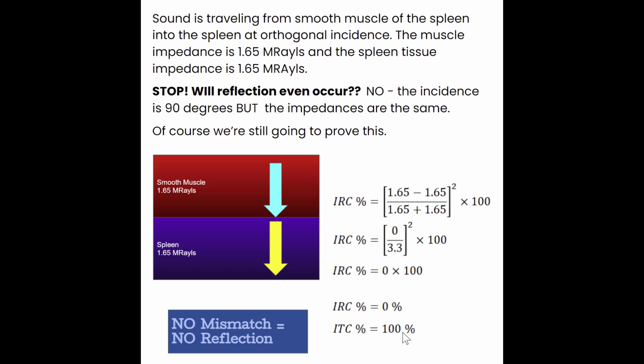Recognize that Z does represent impedance and that it comes in the unit rails. Otherwise, if you see that Z1, Z2 squared formula, remember that is a way to calculate IRC percent in perpendicular incidence.